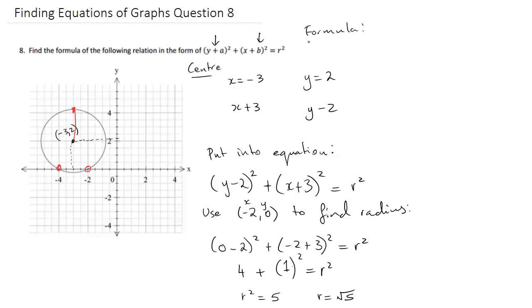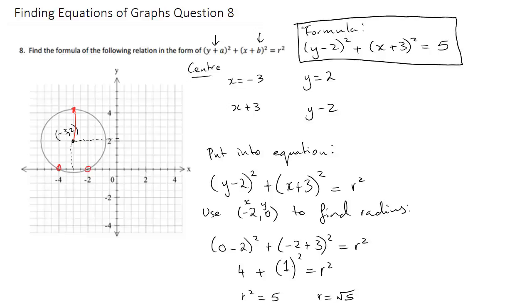is y -2 squared plus x +3 squared equals to 5. This is our final answer. So you won't always be able to detect what the radius is, but if you've got some of the points, some of the intercepts, that will help.